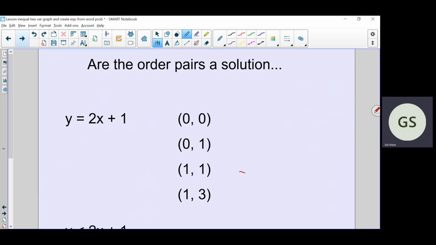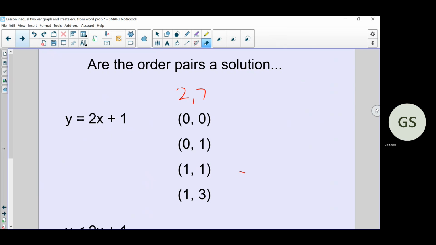All right, so this is a bunch of different ordered pairs. I'm asking you, are these ordered, and I'm going to even put another one on there. Let's do this. Nope, I don't like that.